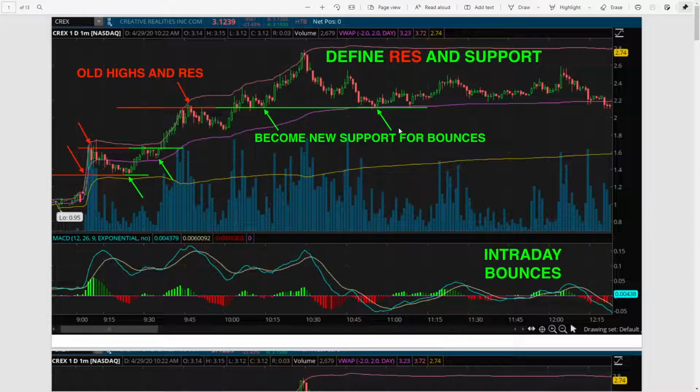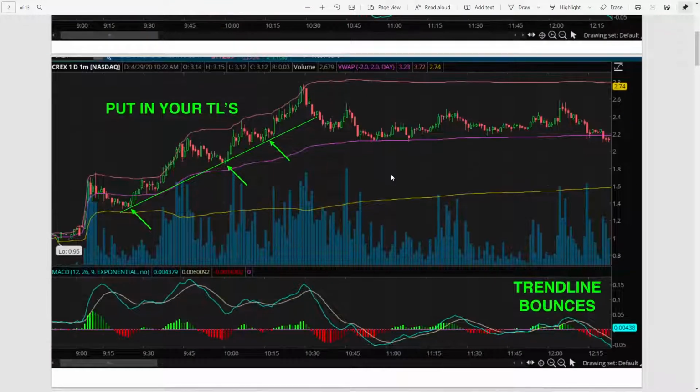Define our resistance and support areas. Know that when we come back down to said old resistance equals new support, AK calls them sandwiches in the end. Right here, this area is a nice little sandwich, a nice little bounce play. And the more we bounce off that area, the testier it's getting, or what's going to crack, right? So know those things. Know what you're looking for.